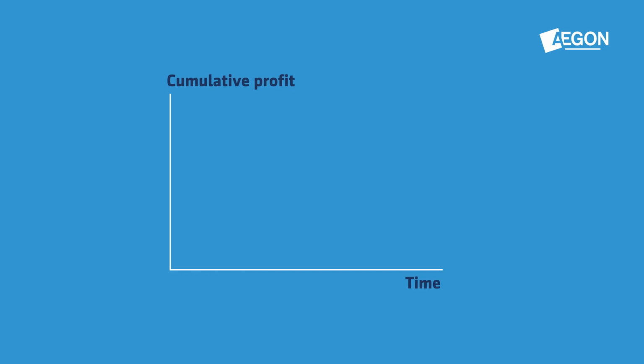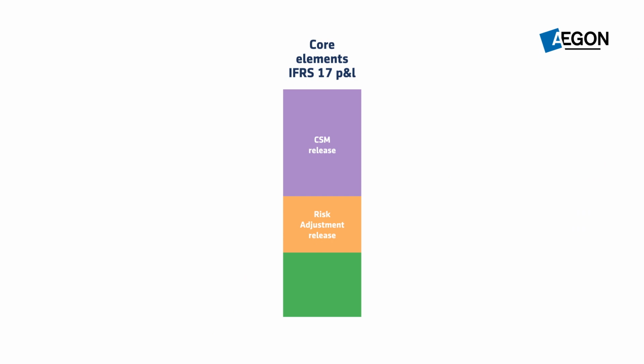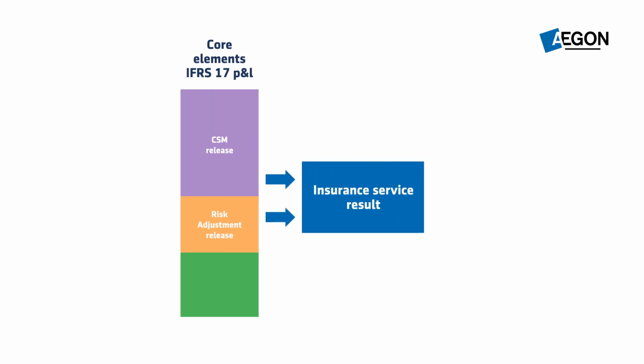CSM and risk adjustment are recognized as profit on the income statement over time. Under IFRS 17, profit recognition is firmly linked to the duration of the policy and needs to reflect the services provided to the customer over time. Note, however, that the cumulative profit of the insurance policies does not change, since the cash flows do not change compared with the current IFRS 4 standard. IFRS 17 only changes the timing. In addition to experience adjustments for claims and expenses, CSM and risk adjustment releases are the core elements of the insurance service result on the income statement.